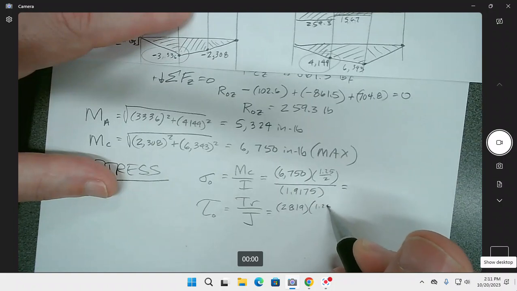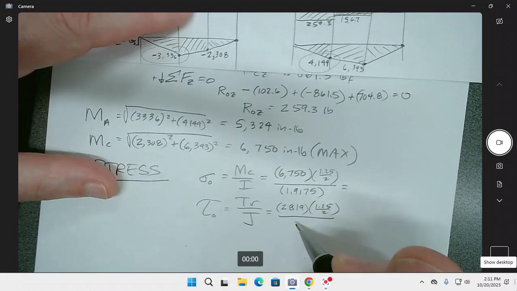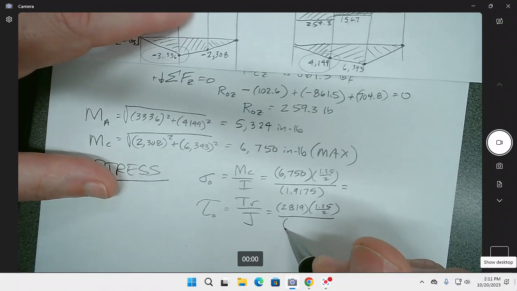1.25 divided by 2. And our J was 3,336, 2.835.